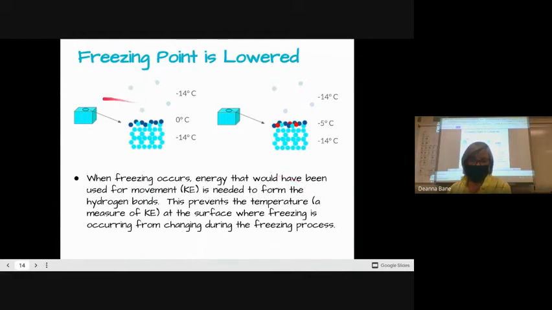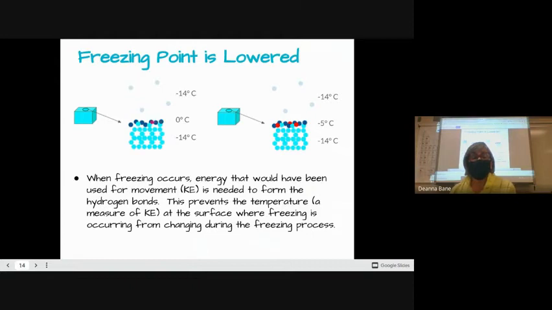Focusing on this one on the left here for just a second. We're taking just a small part of the surface and we're blowing it up. And this is the surface of the ice. The ice crystals down below, notice that they can get much colder than 0 degrees Celsius. But when this freezing process is occurring, the energy that would have been used for motion is used up to reform the hydrogen bonds. And so just like during the boiling process, the temperature levels off during the freezing process.